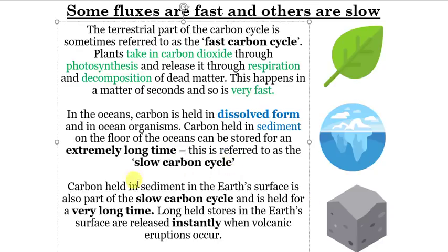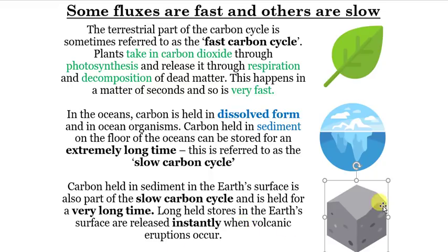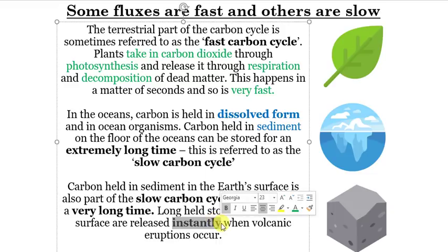The slowest part of the carbon cycle is the geological cycle, where long held stores in the Earth's surface are released. They take a very, very long time to form and turn from sediments, lithify into limestone, get subducted, and then be released through volcanic outgassing. The only thing I would say is, when that volcanic outgassing does happen, it happens instantly. A volcano erupts, it's very quick, isn't it? But most of the other parts of that geological cycle are very slow.